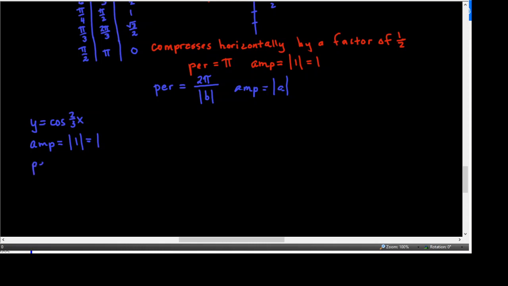Okay? The period is the normal period for cosine, which is 2 pi, divided by the absolute value of 2/3. Of course, the absolute value of 2/3 is 2/3. To divide fractions, you multiply the numerator by the reciprocal of the denominator, which I took the absolute value away because it is 2/3, and that becomes 3 pi.